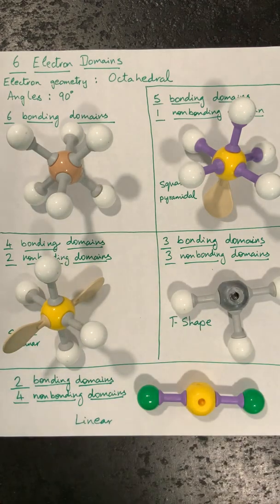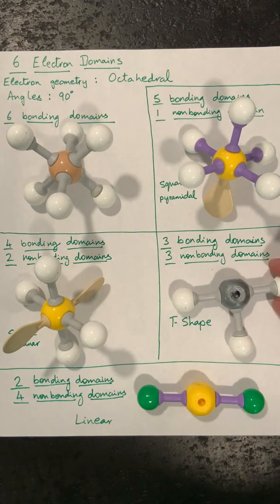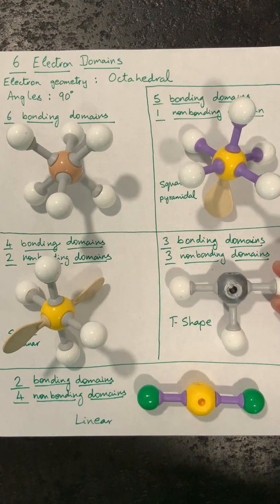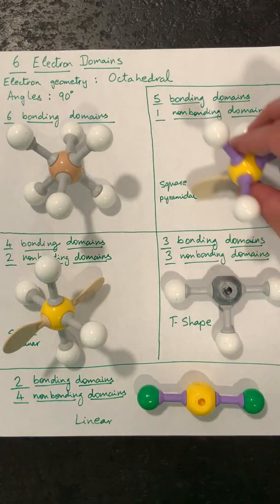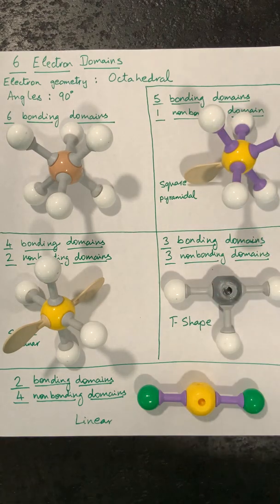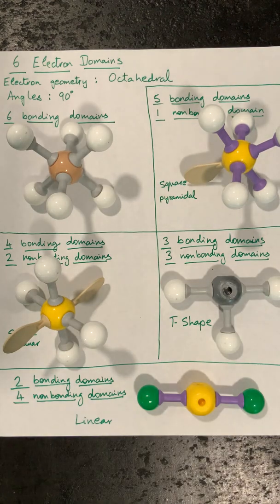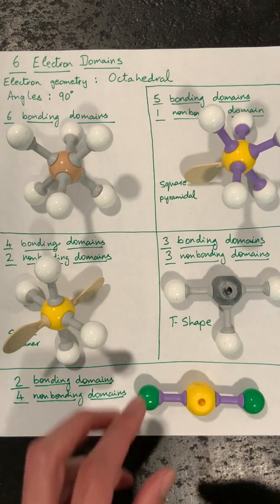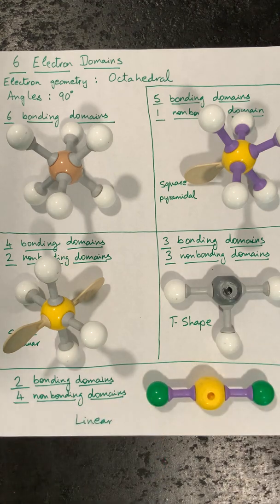If we have 3 bonding domains and 3 non-bonding domains, now we have to put lone pairs next to each other. This one becomes T-shaped, 90-degree bond angles. Again, arguably slightly less than 90 as these compress down a little bit. And if we have 2 bonding domains and 4 non-bonding domains, now this geometry is going to be linear. All of the ones around the middle have been removed, and we're left with 3 atoms arranged in a straight line, 180-degree bond angles.